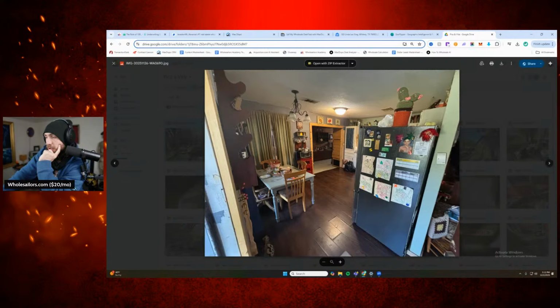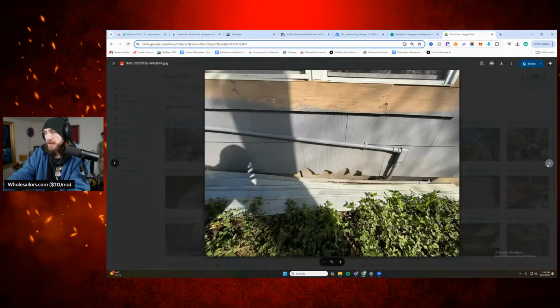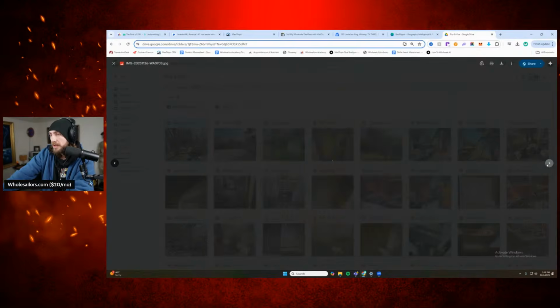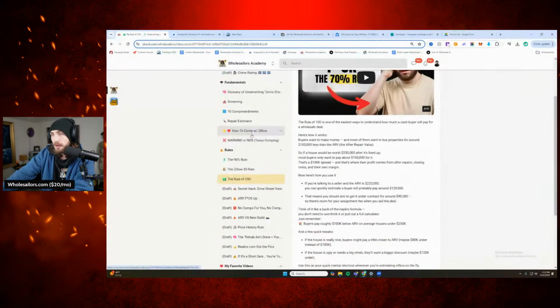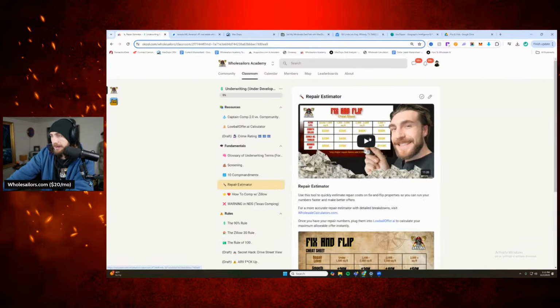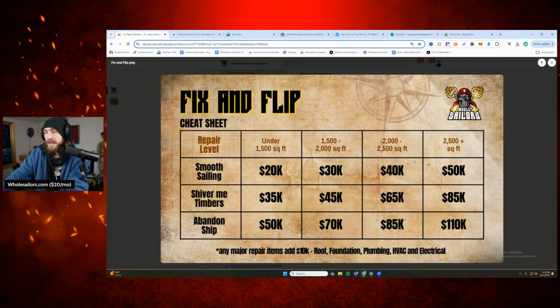No. Look at those floors. They're all buckling. All these floors need to go. This entire thing is disgusting. So Travis, this is not $15,000 in repairs. How do we know? Okay. So how do we know? What we can do is look at our repair estimator, and we can see that this house is under 1,500 square feet, and I would consider this at least a Shiver Me Timbers, maybe an abandoned ship. This is not a very nice house. Can we agree? So minimum 35,000 up to 50,000, and that's before we add majors.